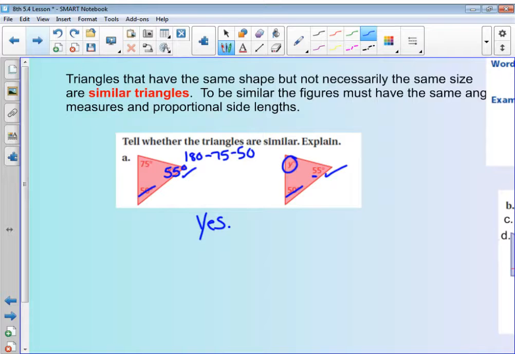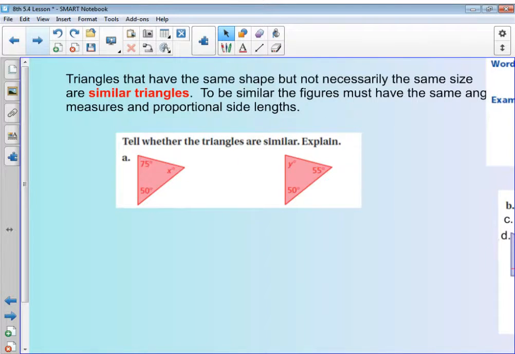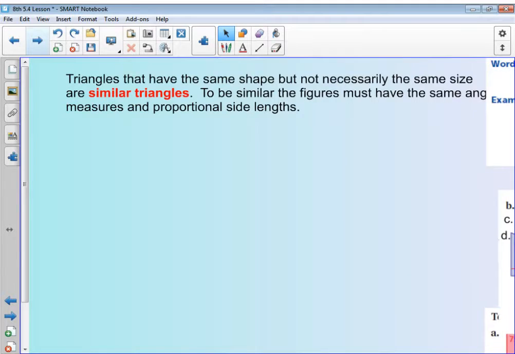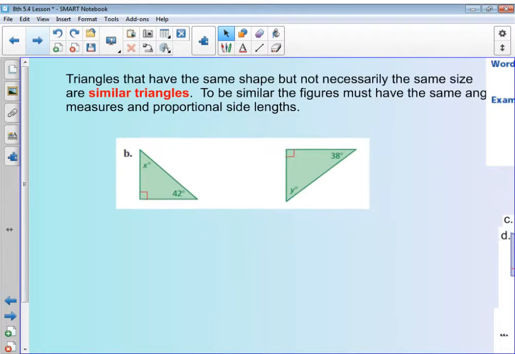Explain why: all angles were equal to each other. Even if they take one of the triangles and turn it, as long as you've got the same angle measures, they're going to be considered similar. Here we have a right angle, so those are the same. I need to check one of the two triangles. This time I'll just go ahead and check this one.